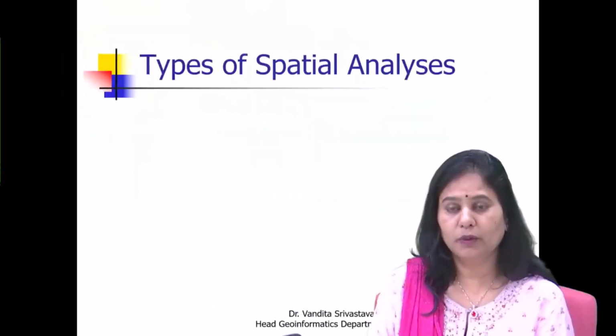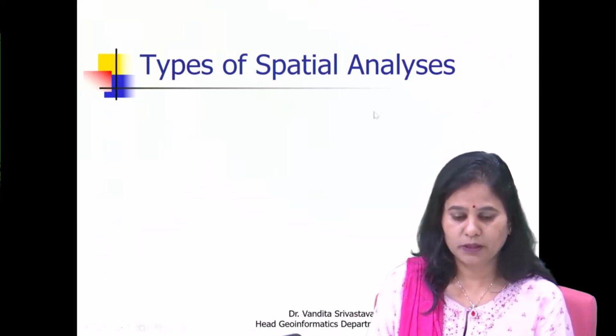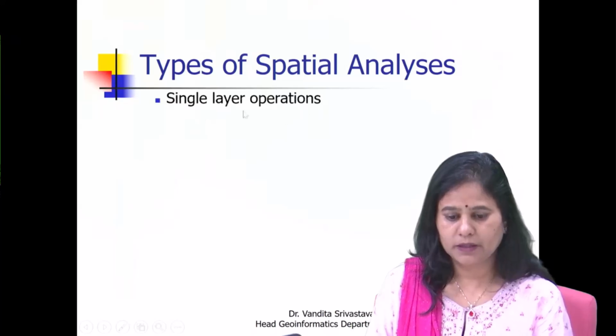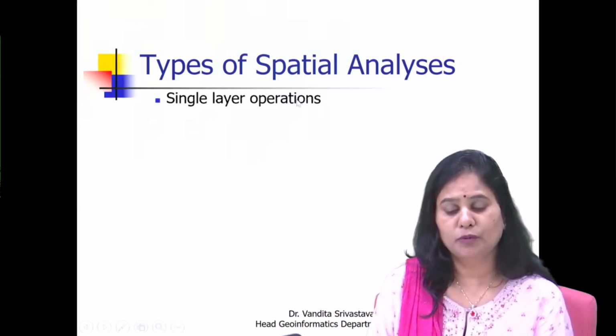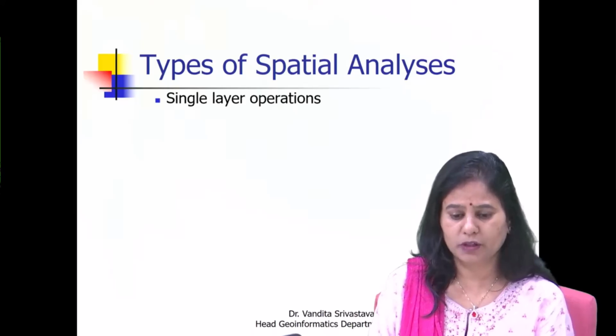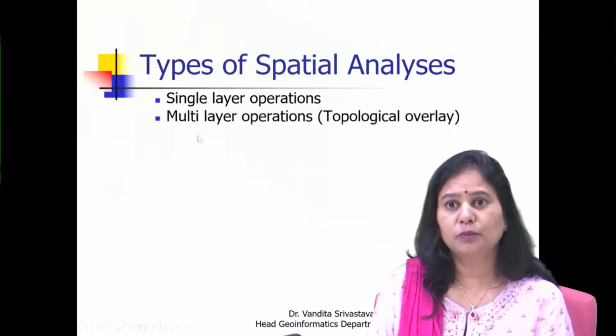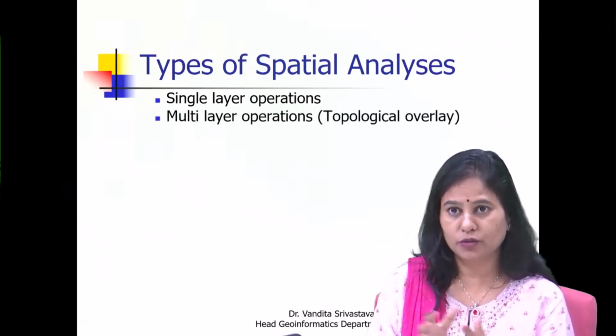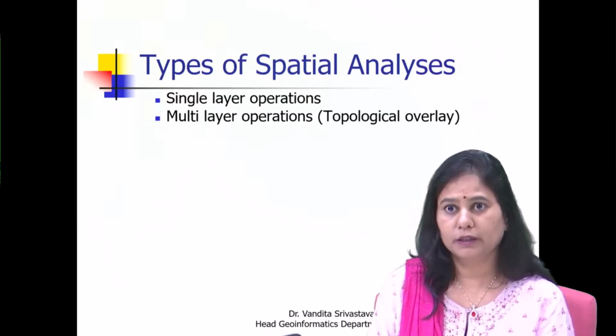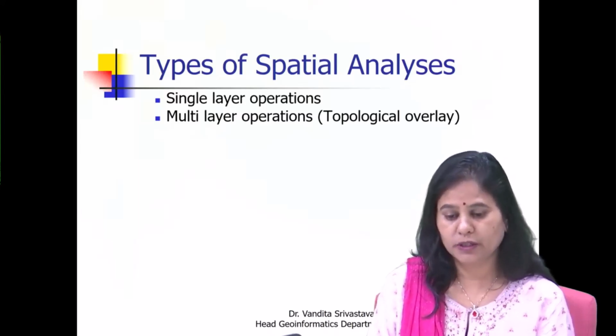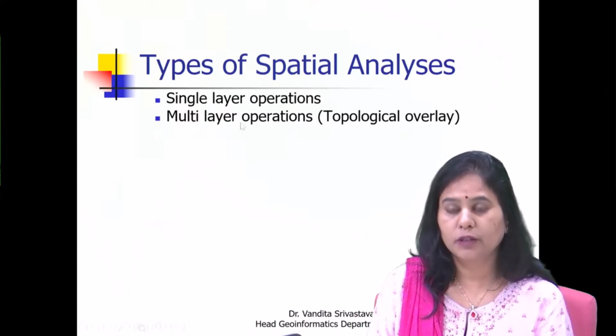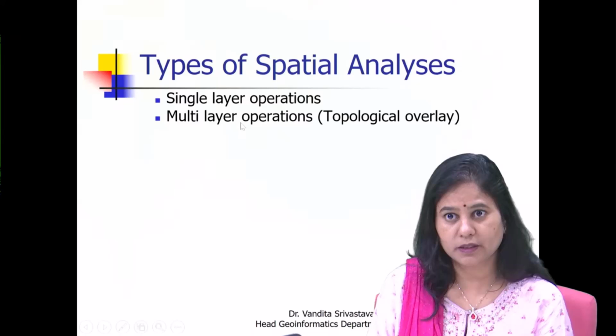Now I'll talk to you about the types of various analyses that are possible in the geospatial domain, and these are single layer operations. You can perform various kinds of single layer operations such as buffer zones and Thiessen polygons. There are many types of single layer operations that you can perform on one layer at a time. Then you can also combine more than one layer, that is 2 layers or more, and generate new information. Such multi-layer operations are possible both in raster as well as in vector.